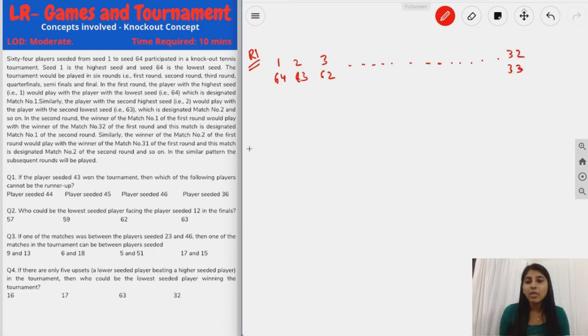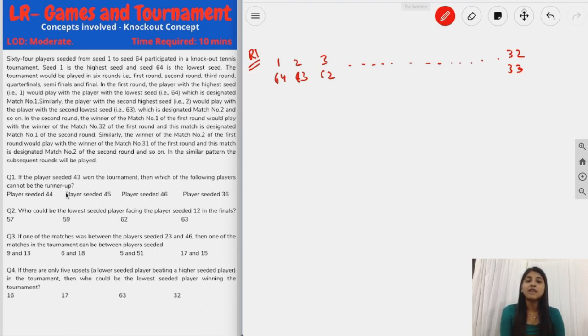Alright, so for these type of questions you can either get the proper tables for all the rounds and then solve it, or sometimes there are some questions which do not require the table. You can solve it without the table. Okay, so you need to decide because table gives you more accuracy. So first question, if we look at it, it says if the player seeded 43 won the tournament, then which of the following players cannot be the runner-up?